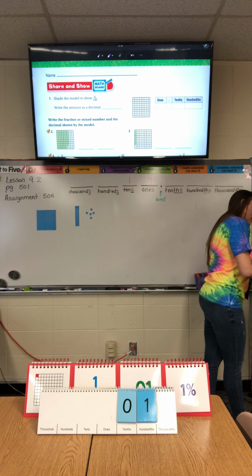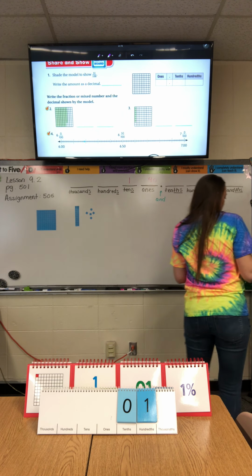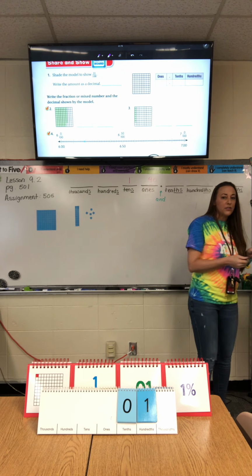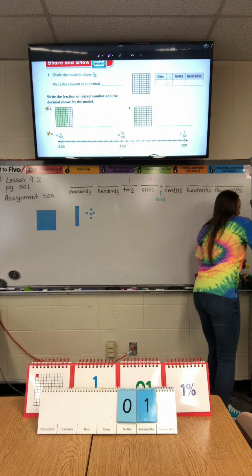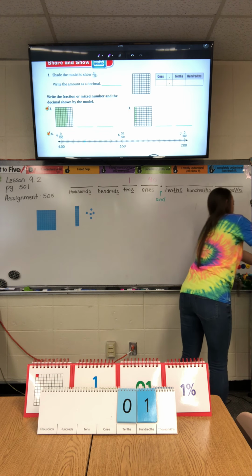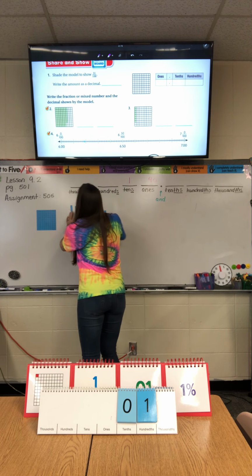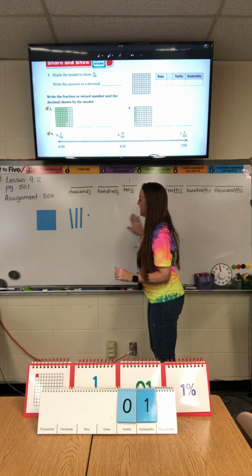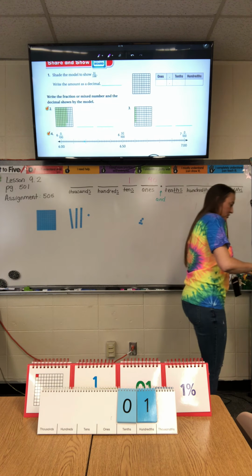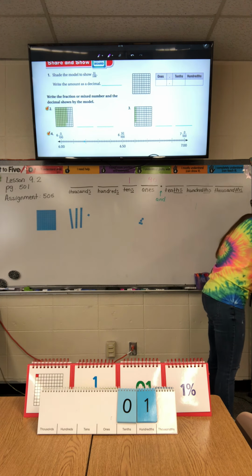Okay, shade the model to show 31 hundredths. So if you think about 31 for a minute, that is 3 of these tenths and 1 of these hundredths. So let's shade first.